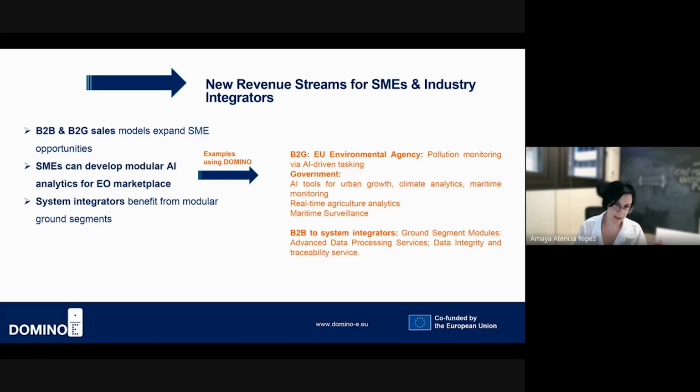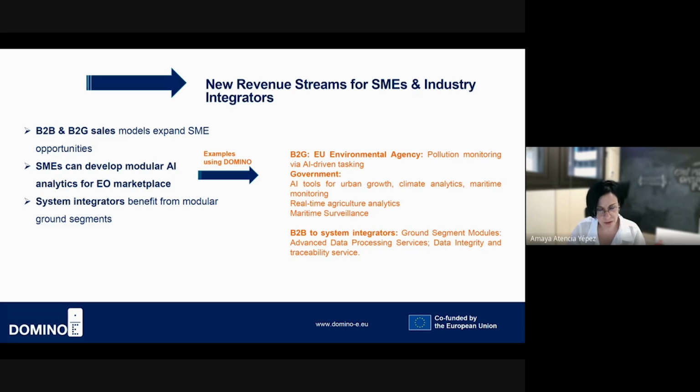But also Domino can be used by the SMEs not only as a data source, but also as a marketplace where they can provide modular solutions for the ground segments of Earth constellations, and solutions for data processing, providing subscription models to the final users for the final Earth observation services.